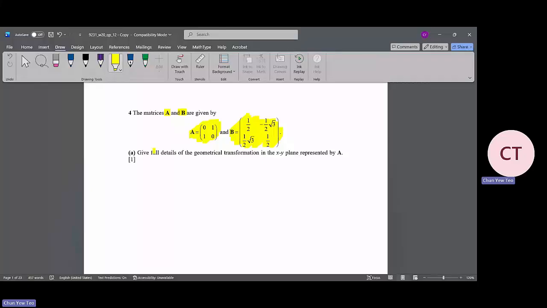We are required to give the full details of a geometrical transformation in the xy plane represented by the matrix A. If you can memorize the pattern of the matrix, it is actually a reflection in the line y equals x. So you just write that this is a reflection in the line y equals x. Done for number 4a.